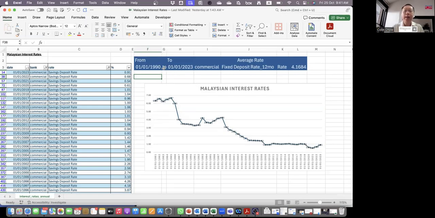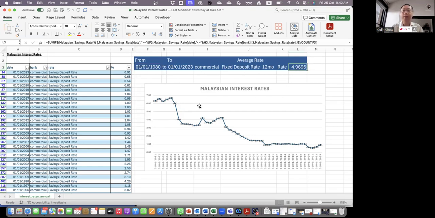Okay, so this is a model where I have worked out. Let's say if you look at from 1980 until 2023, because the last rate available was 2023. If you put money into fixed deposit, an average fixed deposit rate over the last 45 years is about 5%. So you can never get that.